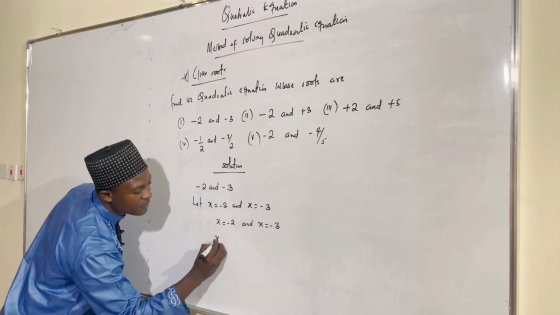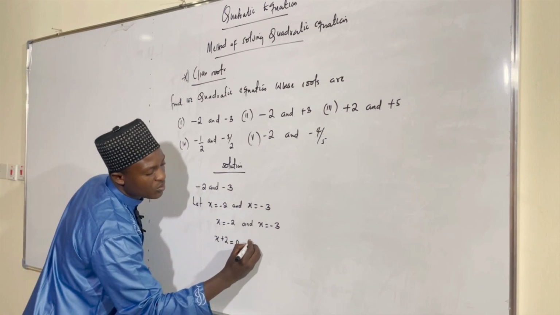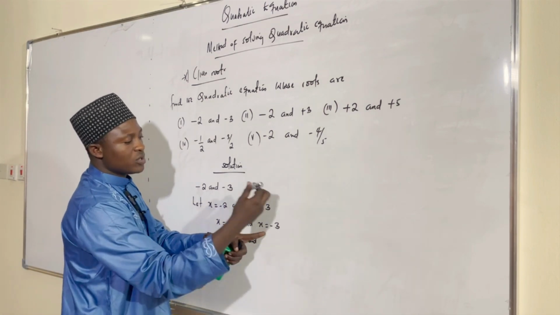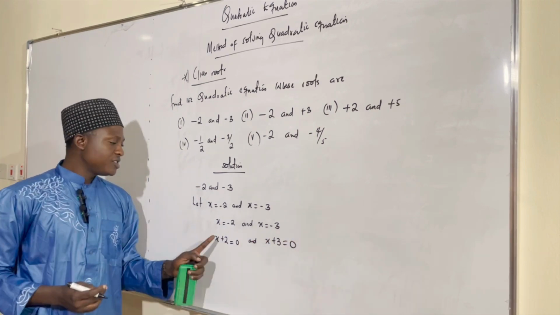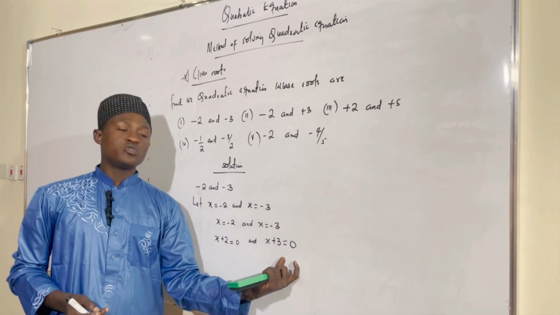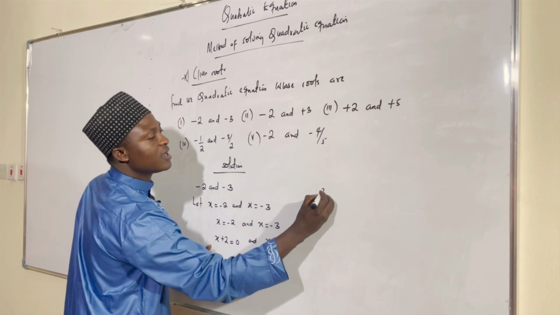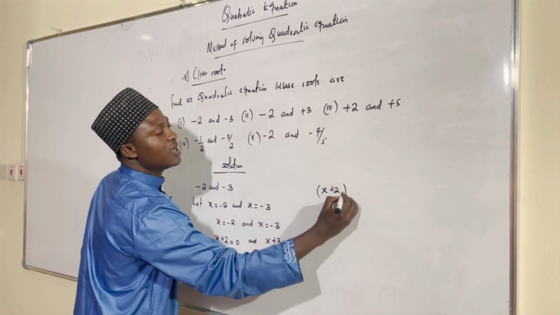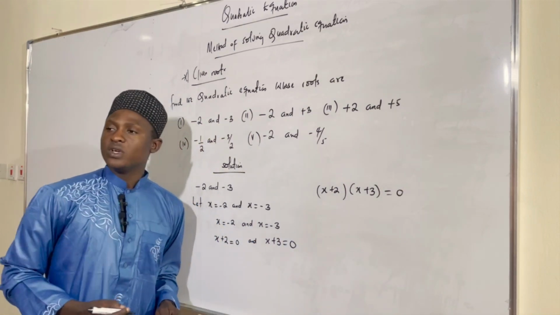That means that we have X plus 2 is equal to 0. Then the second one, if I collect the like terms as well, becomes X plus 3 is equal to 0. So these are the two I want to expand now. The first one we have is X plus 2, and the second one is X plus 3, everything is equal to 0.